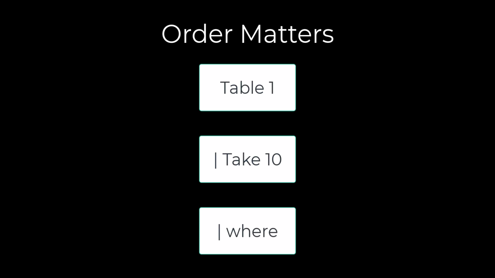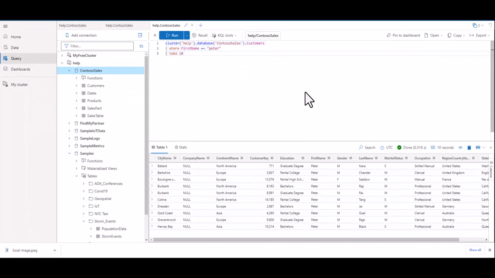Since the current output is the viewable data set with 10 random records, the where statement would only apply to the 10 records in the input data set and not the original table. This is important because changing the order of lines can change the output of the query.